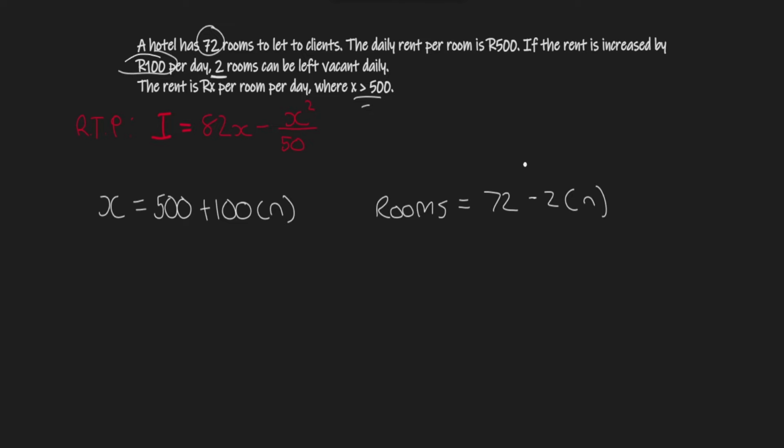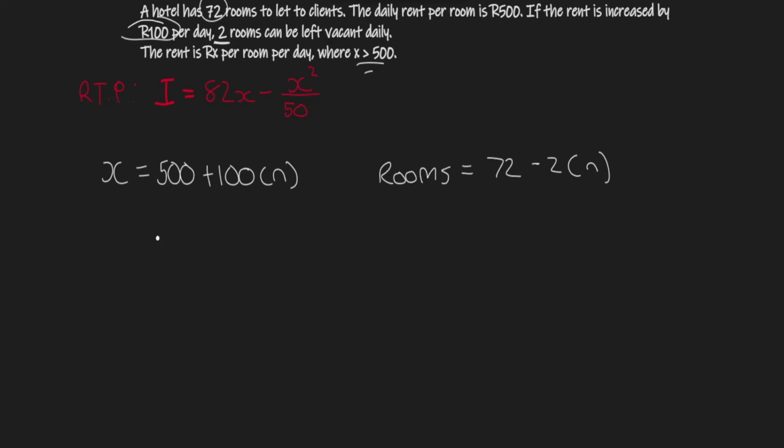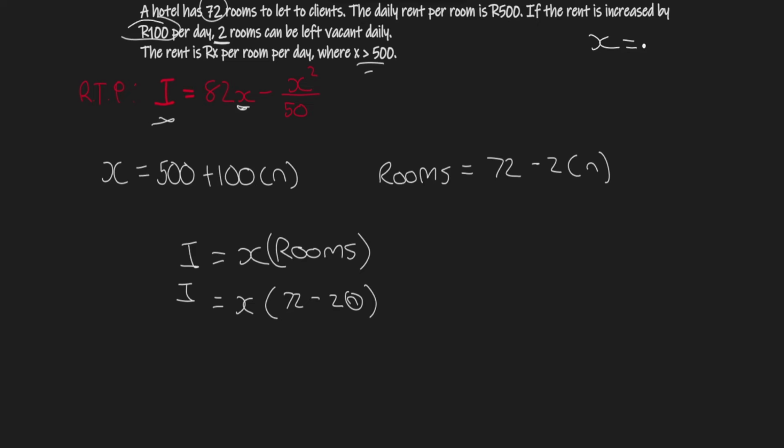Okay, now that we've defined those two variables, we can move on to showing what I is. I, the income, would be your rent, x, times the number of rooms that you are renting, so times your rooms. We can substitute in what we know for rooms, as previously defined, as 72 minus 2 times n. Now the problem with this is we don't want n in there. The thing that we're trying to get to only has x's. Luckily we can use our equation for rent. So we'll say x equals 500 plus 100n.